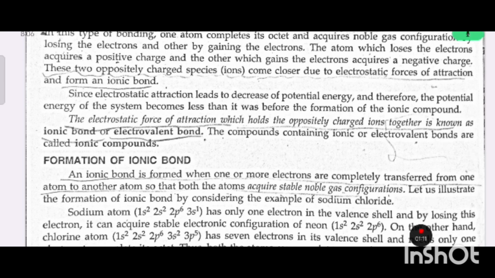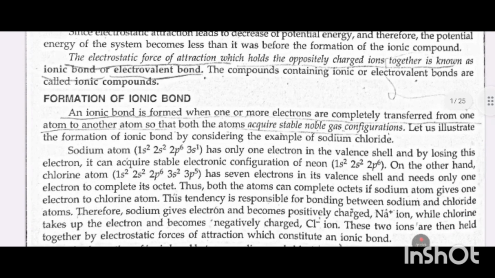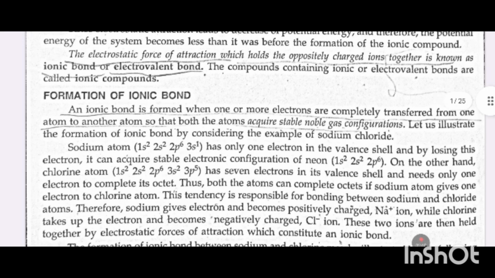Since electrostatic attraction leads to a decrease of potential energy, the potential energy of the system becomes less than it was before the formation of the ionic compound. The electrostatic force of attraction which holds the oppositely charged ions together is known as an ionic bond or electrovalent bond. The compounds containing ionic or electrovalent bonds are called ionic compounds.